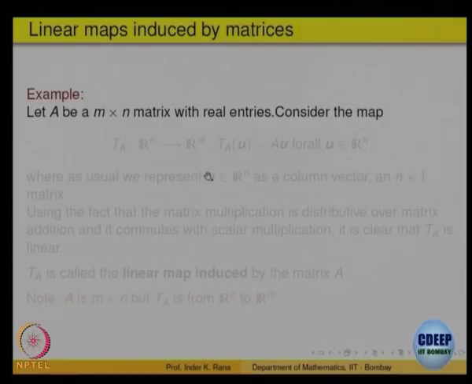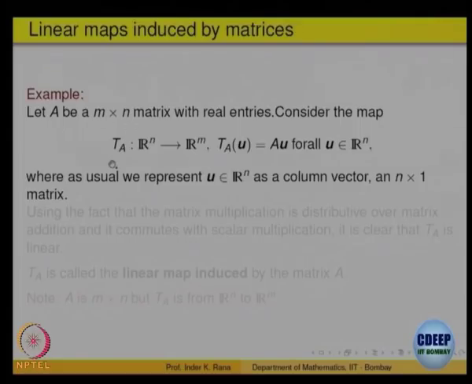So, take a matrix of order m cross n. Consider the map T A. This A indicates that this map depends upon the matrix A. It is from R n to R m. So, keep in mind here the matrix is of order m cross n. The map we are defining is from R n to R m. So, there is a switch. And how is it defined?